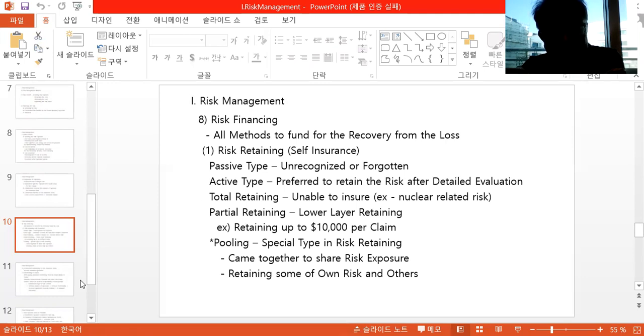Another example is pooling, a special type of risk retaining. Many people get together to take risk together. You come together to share risk exposure, retaining some of your own risk and some of others'. By doing this, you save premium expense, and if you are willing to do this actively, you could save additional money to increase your profits. It happens a lot in the US, not in Korea. I haven't seen many cases in Korea, but this is more common in the US or in advanced countries.